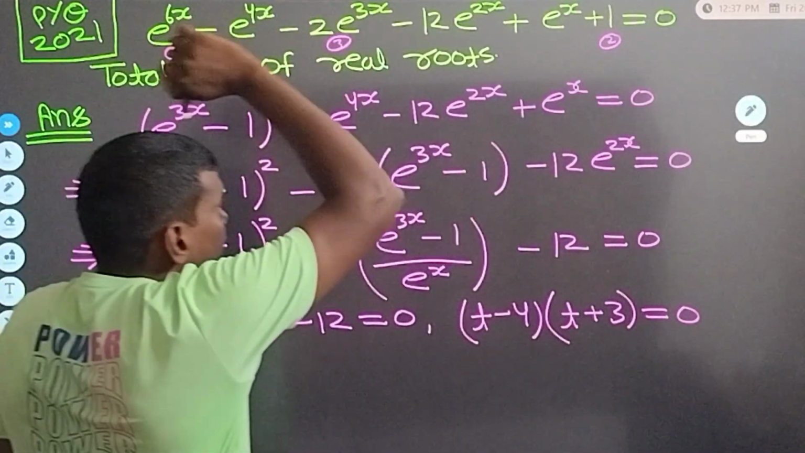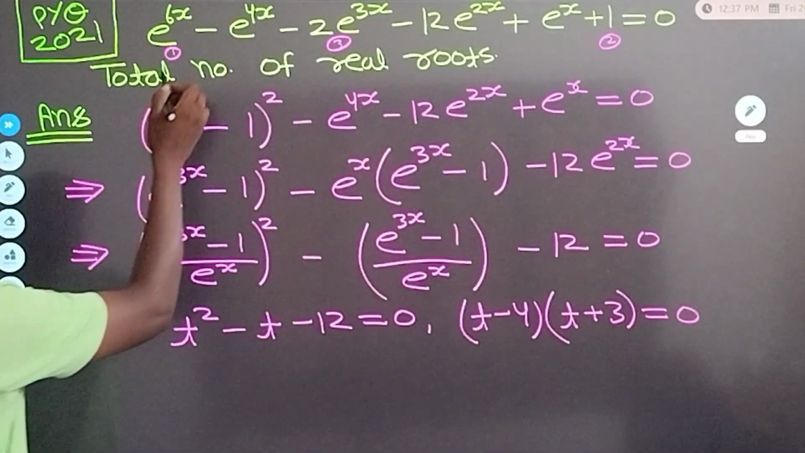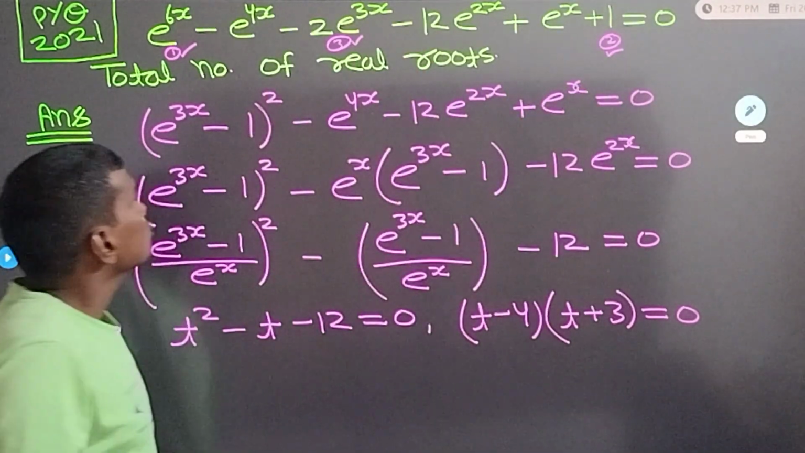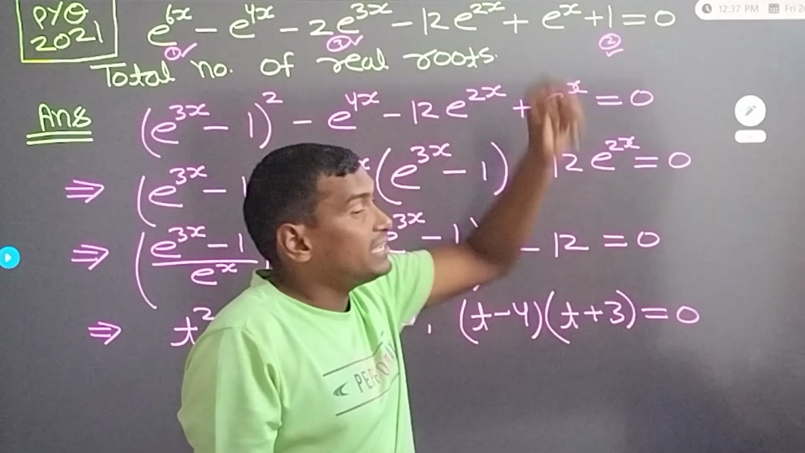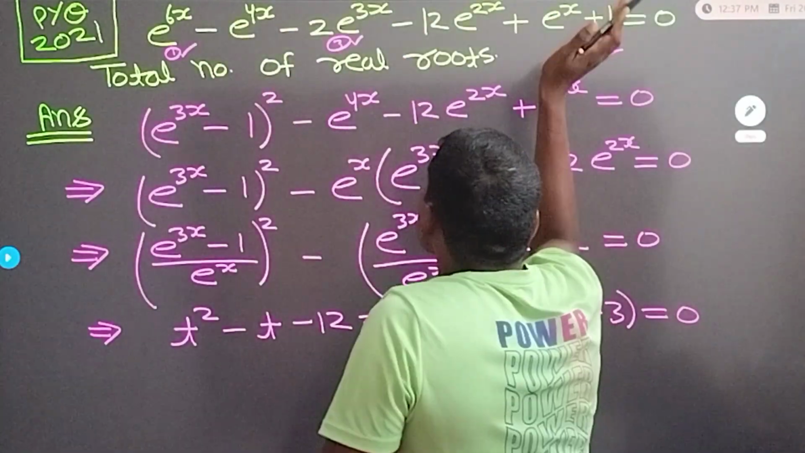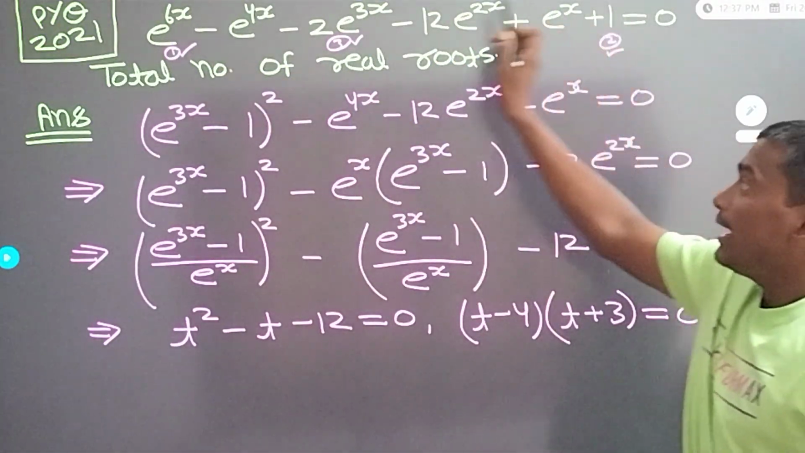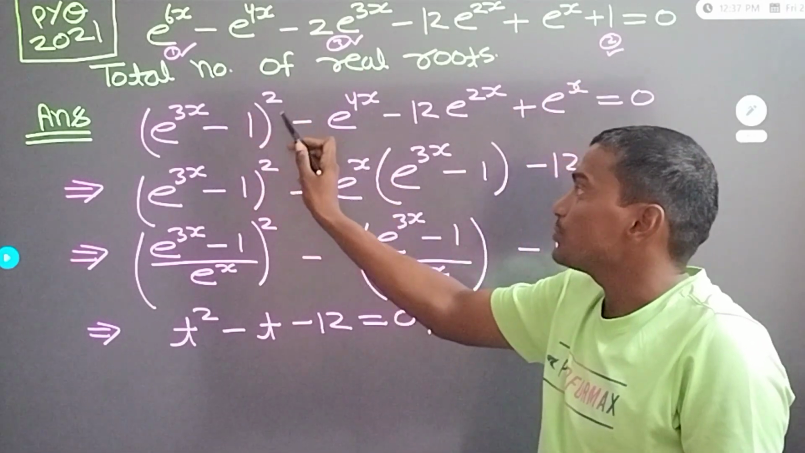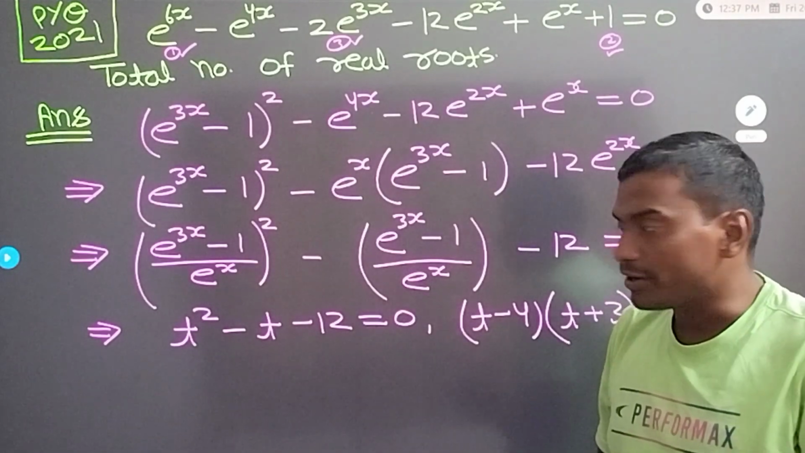See, we have to find the total number of real roots. First of all, we observe the given equation. If we see the given equation, this is 1, 2 and 3. So if we combine e power 6x minus 2 into e power 3x plus 1, we can easily write it as a minus b the whole square. That is e power 3x minus 1 the whole square. So e power 3x whole square will be e power 6x, 1 whole square will be 1, and minus 2ab will be this. So these three terms combined are e power 3x minus 1 the whole square. Clear to all? Alright.